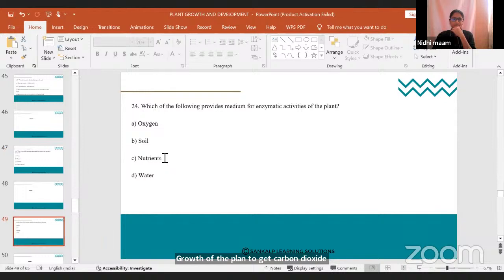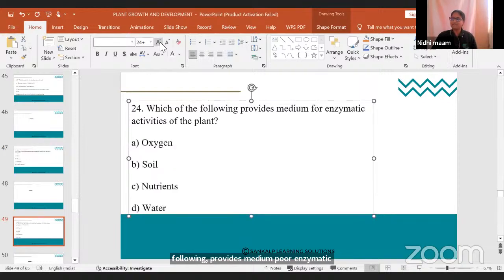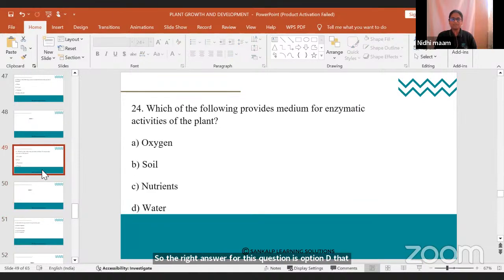Next question. Which of the following provides medium for enzymatic activities of the plant? A is oxygen, B is soil, C is nutrients, D is water. Shweta, Shabina, Jyoti, Impana answered it. Bhimabai Ambedkar, Aishwarya KM answered it. Varun Raj, Yashwant answered it. So the right answer for this question is option D, that is water. It provides a medium for the enzymatic activities of the plant.